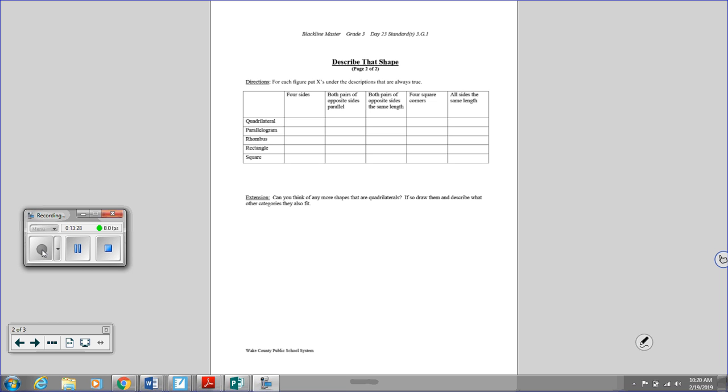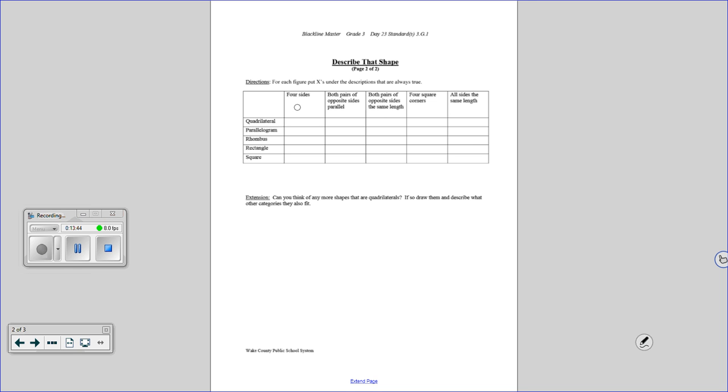So it's kind of like a multiplication chart. We're going to put one finger on the rule, one finger on the shape, and where they meet, if it's true, we're going to put an X. So you're going to put one finger on four sides, one finger on quadrilateral, and where they meet is right there. Do quadrilaterals have four sides? Yes. So we're going to put an X. That is a rule of a quadrilateral.